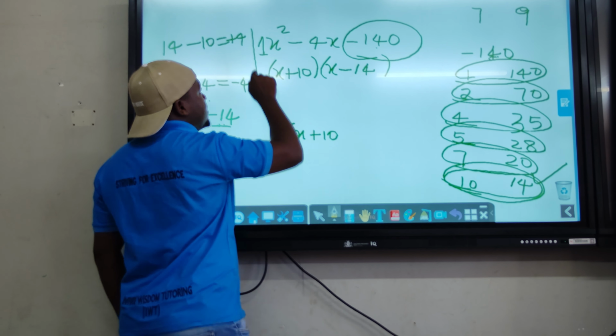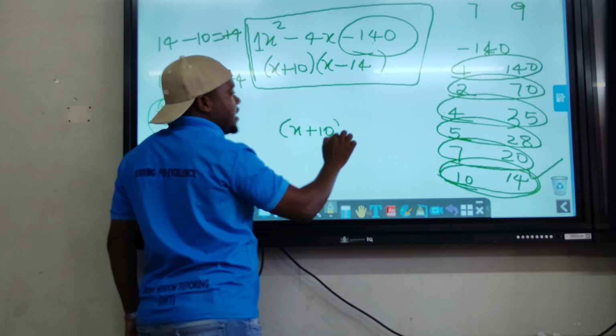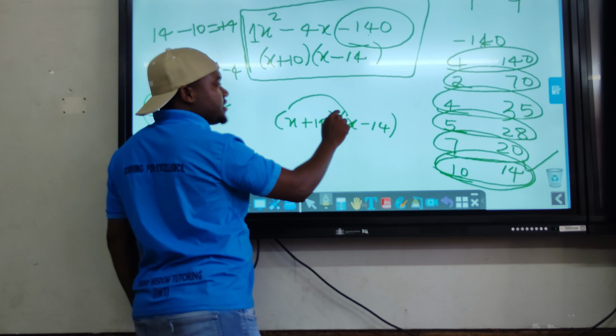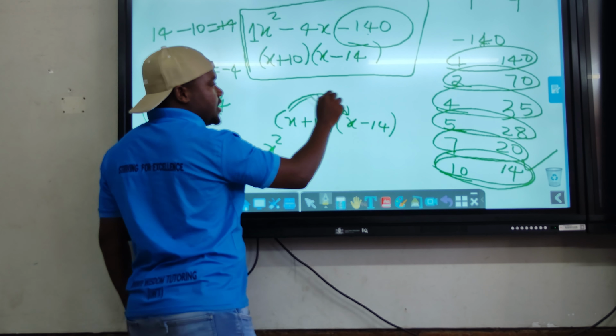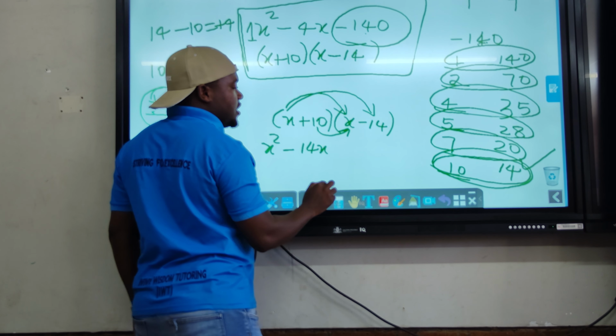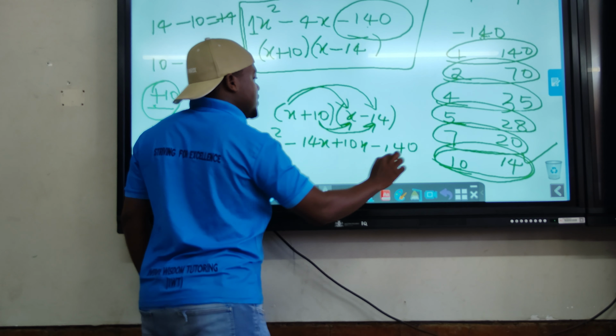So on the question, this is what they need to see. That working is for you. And then x minus 14. If I expand, it will be x times x, which is x squared. x times negative 14, which is negative 14x. 10 times x is 10x. And 10 times negative 14 is negative 140.